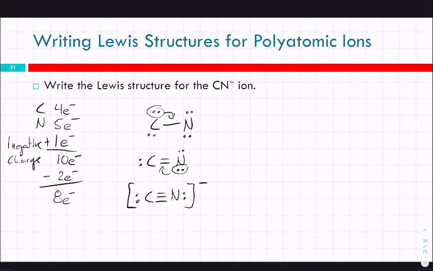So we're carrying on the fact that this has an overall negative charge. Because if we were to count up the total number of all the electrons and the number of protons, we'd have one more electron than we have protons. Cool.